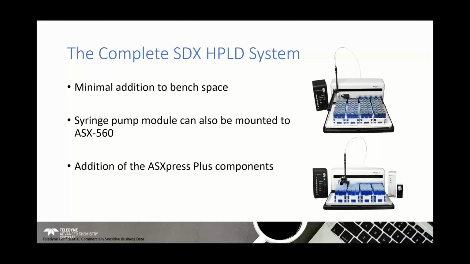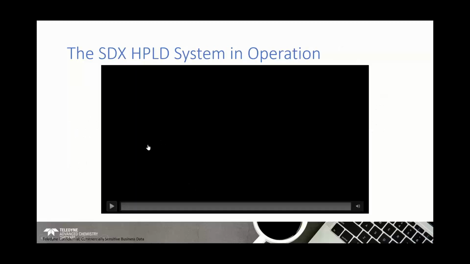And then if you want to add the AS Express Plus system to this, then the only footprint that you're adding is the vacuum pump module and the electronics module as well, which typically sit next to your ICP OES nebulizer. So in terms of footprint, hopefully you'll be able to see this in process.